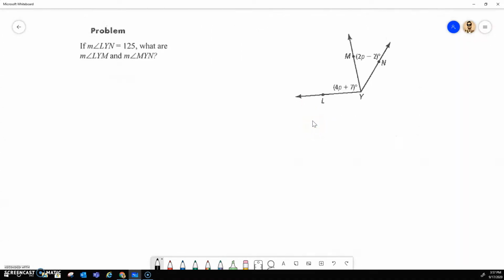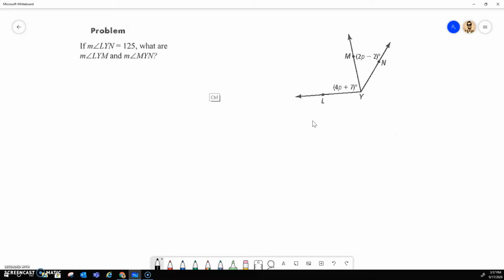The problem says if the measure of angle LYN is equal to 125, what are the measures of angle LYM and measure MYN? So this takes a few steps. It looks like we have angle measures for some of these angles given as algebraic expressions. So let's take a look at this. If we know that the measure of LYN is 125, what is angle LYN? That is the total angle, so keep that in account. And we know that's 125.